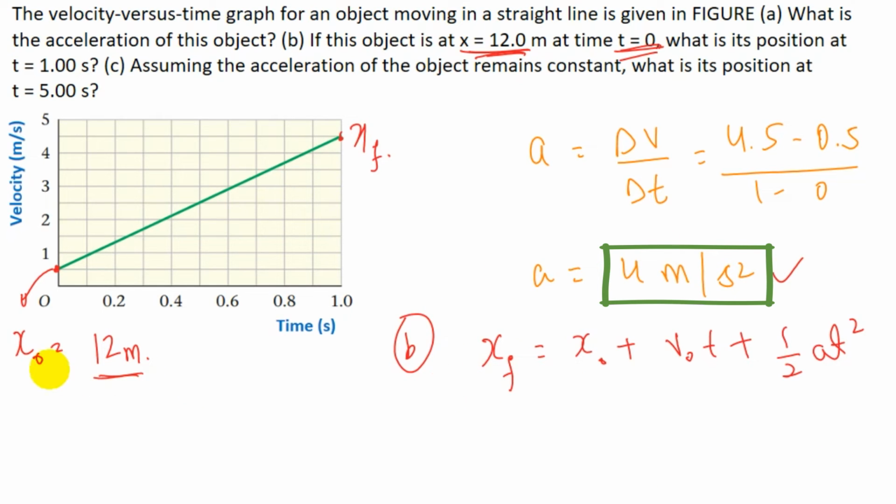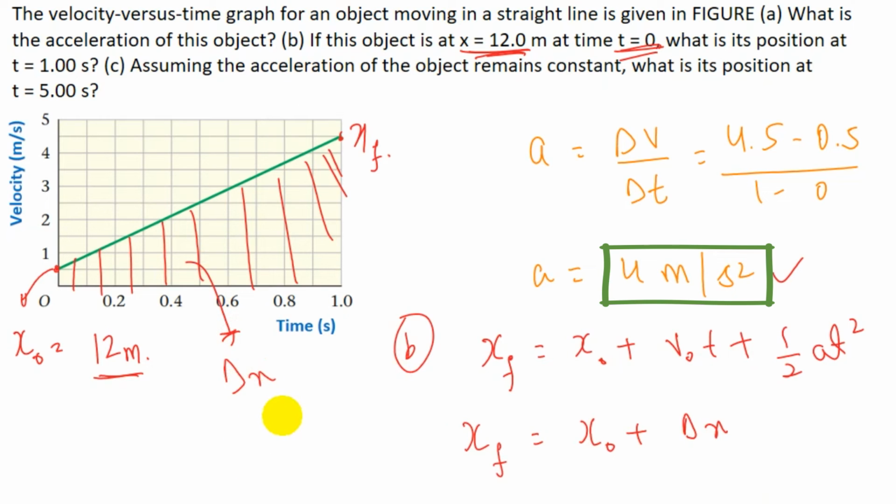Another way we can do it is to find the total area under this curve, and we know that the total area under this curve would be the displacement. So we can calculate xf this way also: xf equals x naught plus delta x. X naught we have as 12 meter, and this total area would represent delta x. So we are going to use this method. The total area under this curve we can divide into 2 portions like this. The upper portion is a triangle and the lower portion is a rectangle.